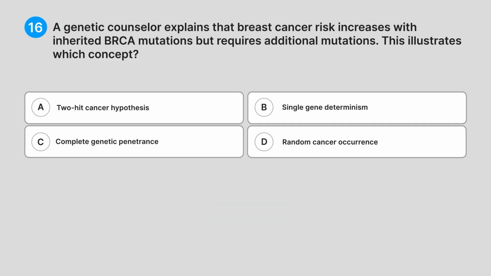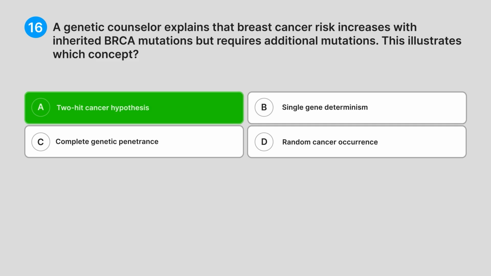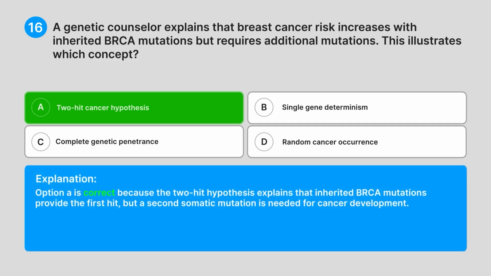Correct answer, A. Two-hit cancer hypothesis. Explanation: Option A is correct because the two-hit hypothesis explains that inherited BRCA mutations provide the first hit, but a second somatic mutation is needed for cancer development.